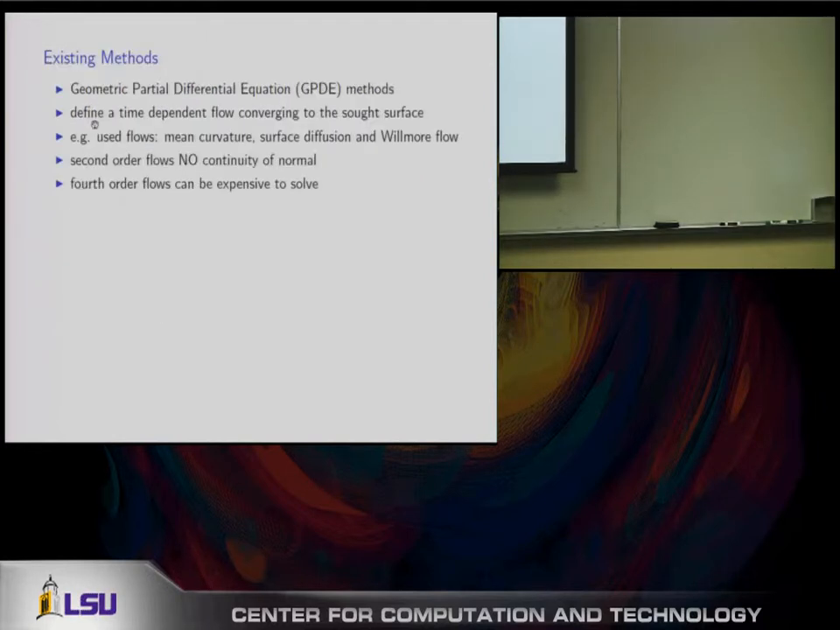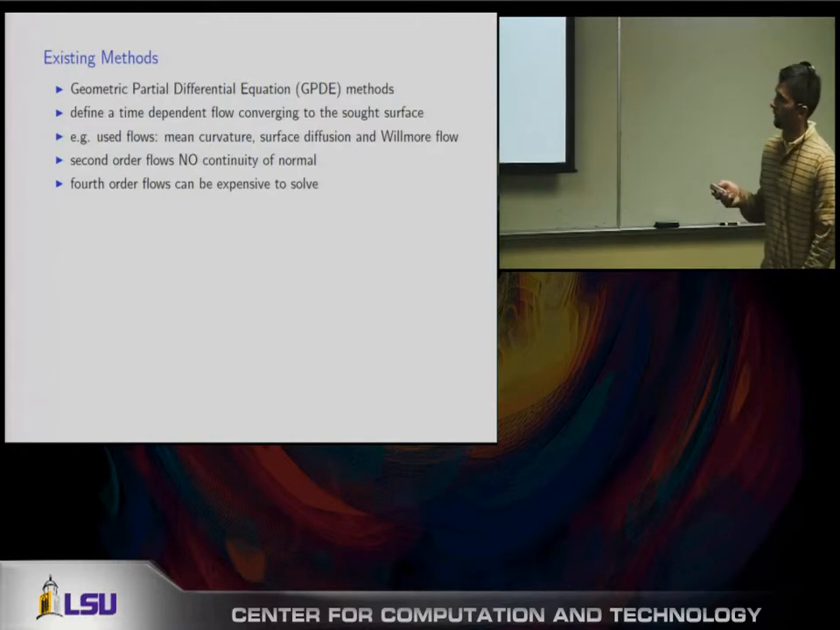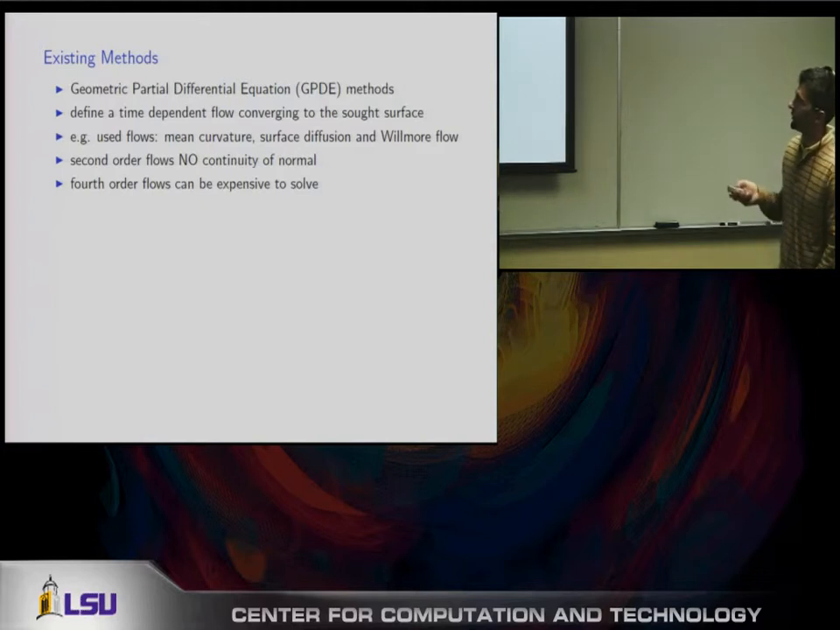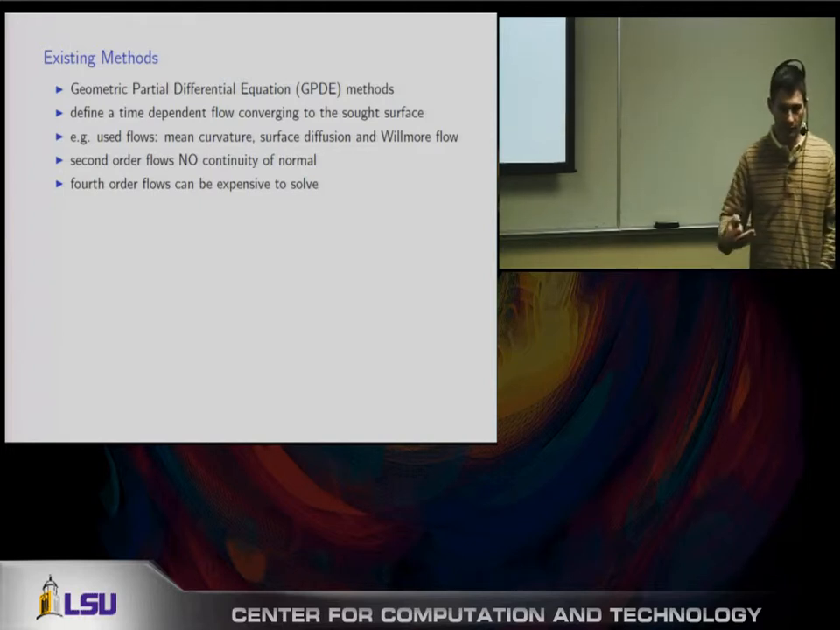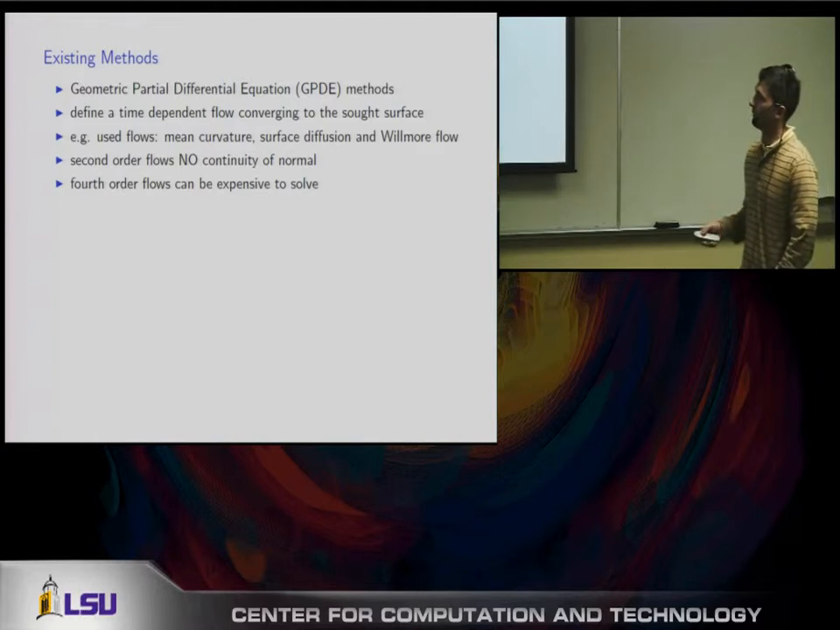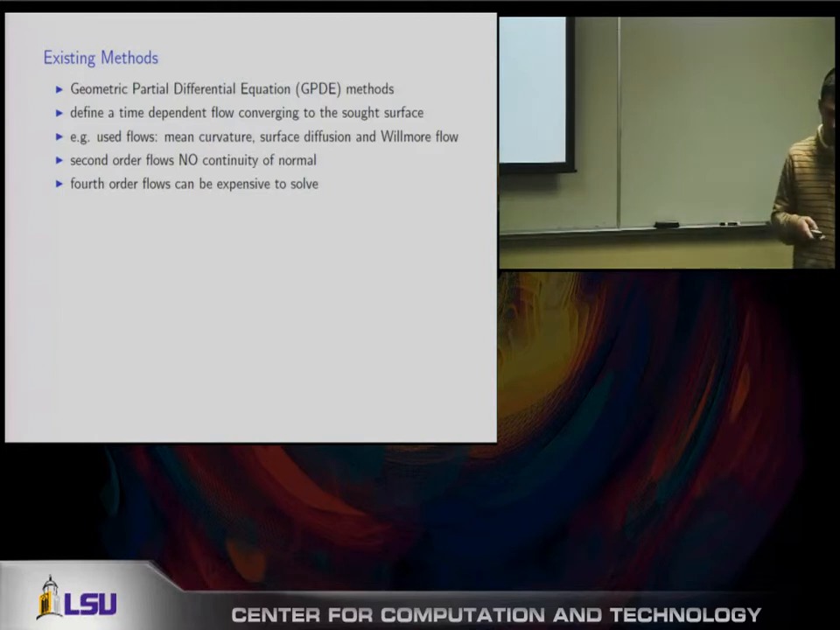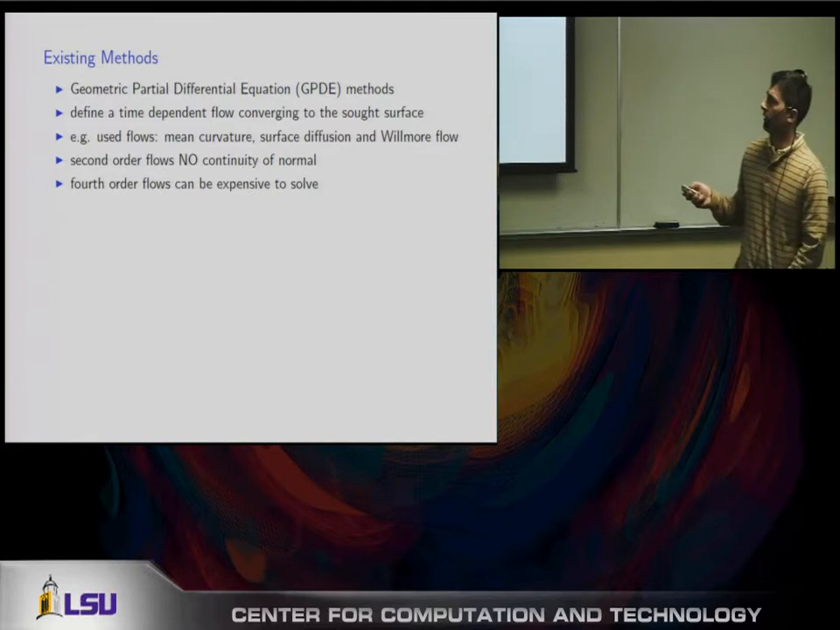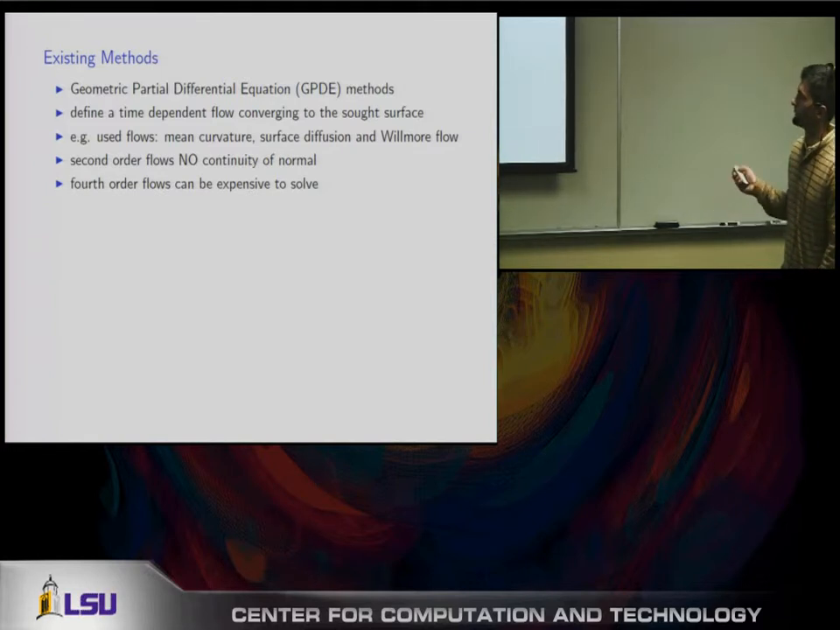So what are the existing models for these? Well, I would say that the standard way to tackle this type of problem is through what is called a geometric partial differential equation method, where the goal is to define a time-dependent flow converging to the surface that you want, to the nicely patched surface. And some examples of flows used in surface modeling, for which surface restoration is one special case, are mean curvature flow, surface diffusion, and Willmore flow.